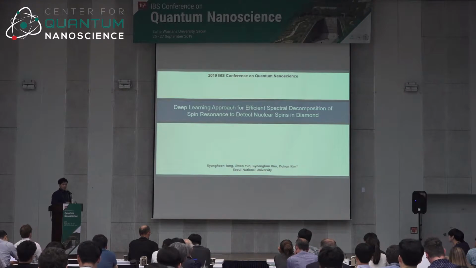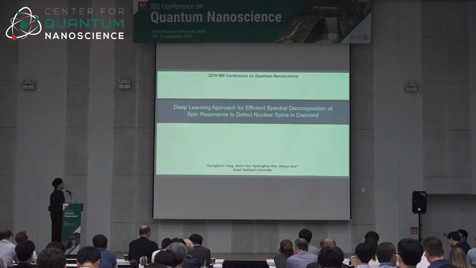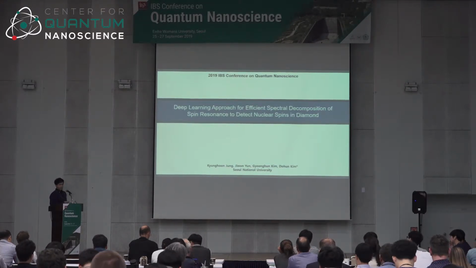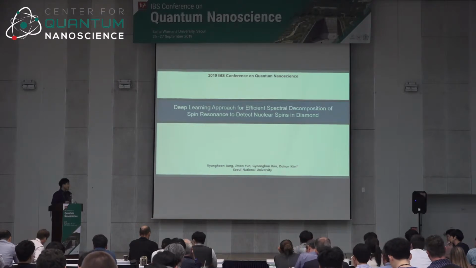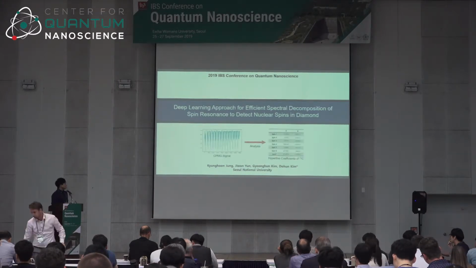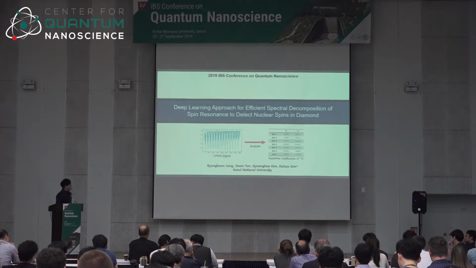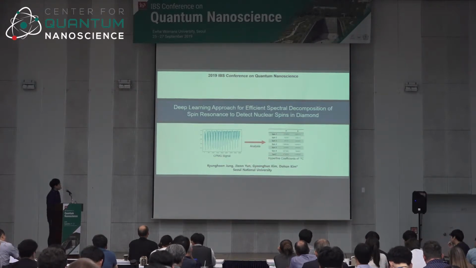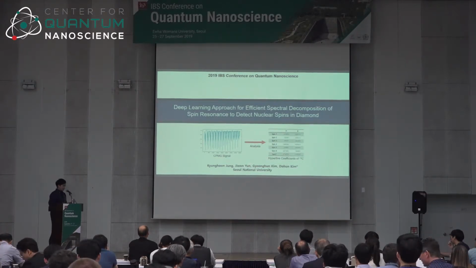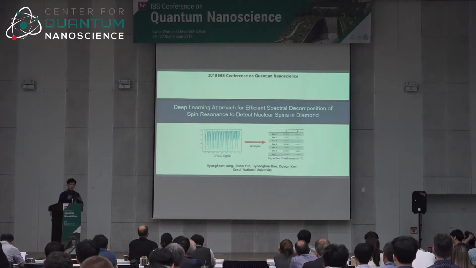This is about a deep learning approach to analyze an NV signal, which is named the CPMG signal. This is the main concept. We use the CPMG signal and analyze it to get the hyperfine coefficients of carbon-13s in the diamond. This is the whole story.